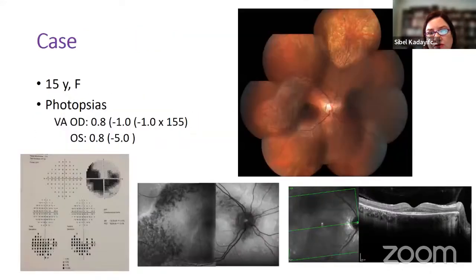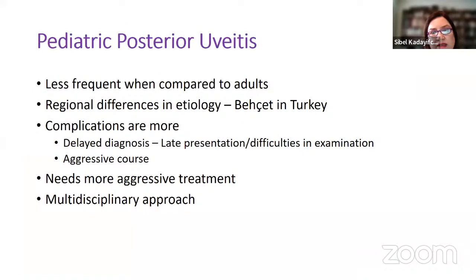Those are also rare in children, but we may see them in adolescents. So we frequently see pediatric posterior uveitis when compared to adults, but complications are more. They need more aggressive treatment with a multidisciplinary approach.